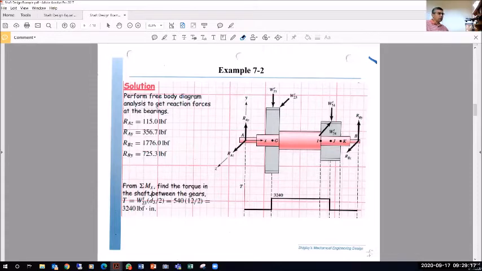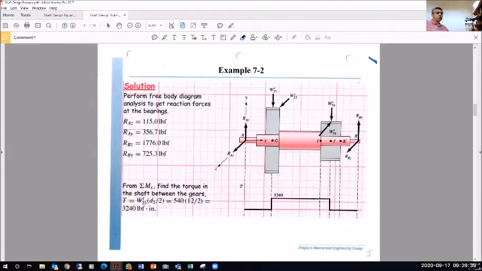And then we can use this sum of Mx to find the torque in the shaft. And we know that they have to be the same whether you're calculating it from gear 3 or from gear 4. So I have here the torque calculated, and again the torque extends between point G and point J.